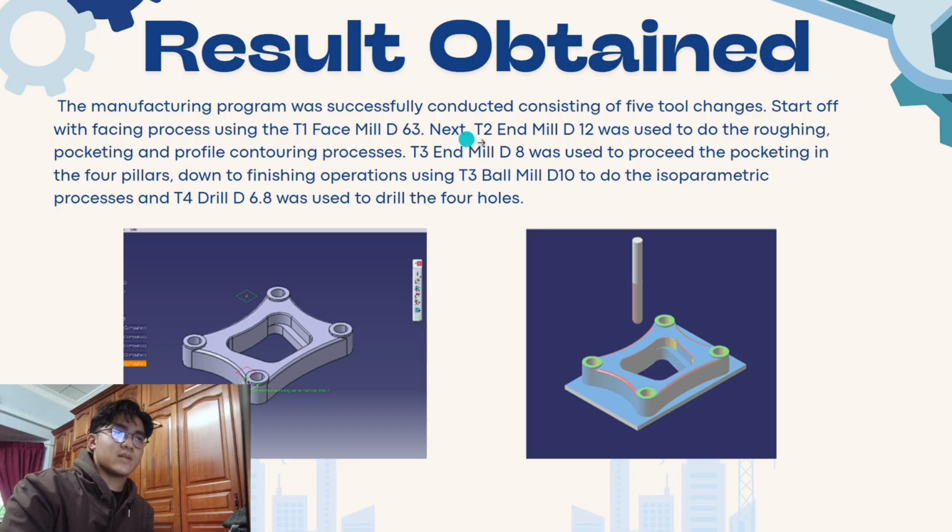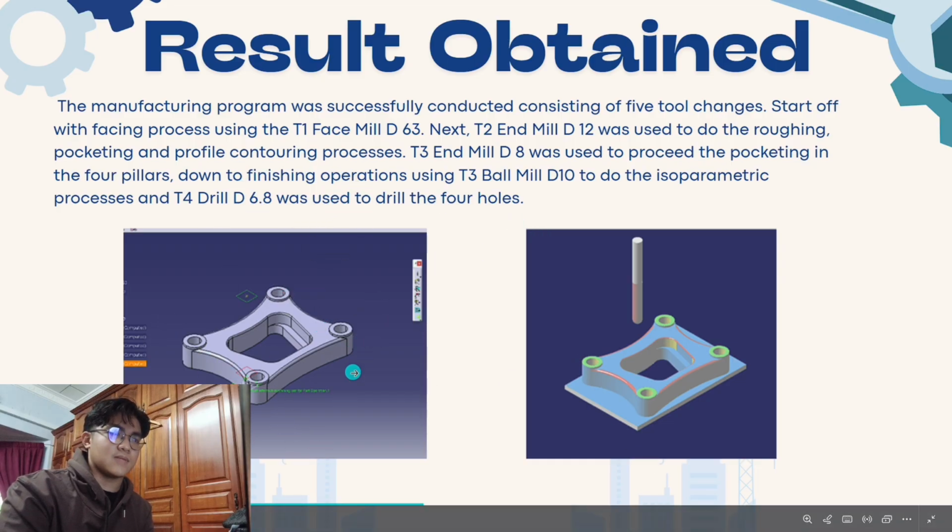The manufacturing program was successfully conducted, consisting of 5 tool changes. We start off with a face mill to do the facing, the end mill with 12 diameter for roughing, pocketing, and profile contouring. End mill 8 diameter to do the pillars, as you can see here, the pillars pocketing and the 4 pillars here. And a drill was used to drill the holes inside the pillars.